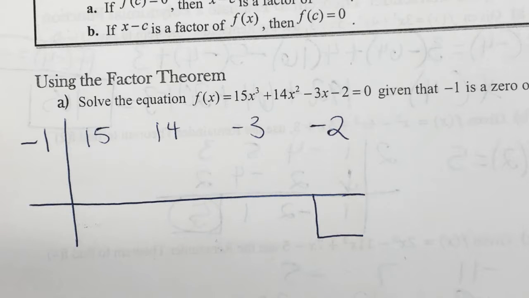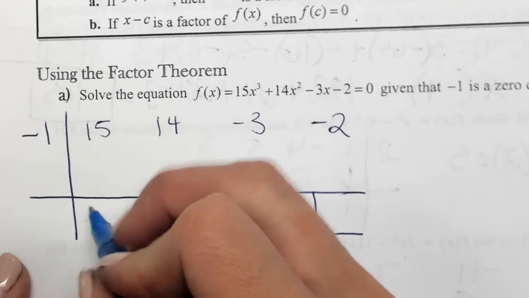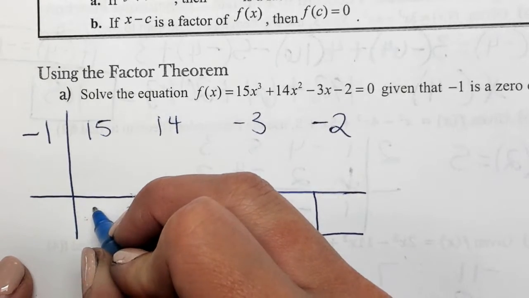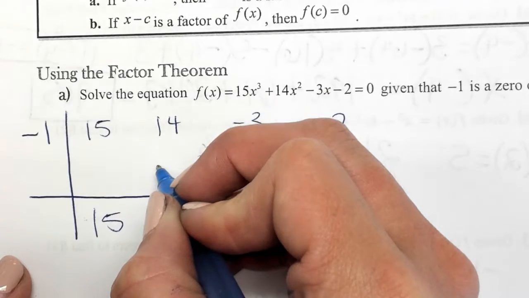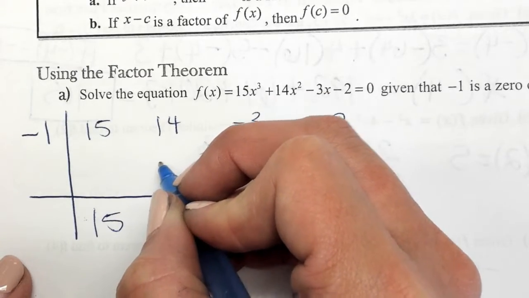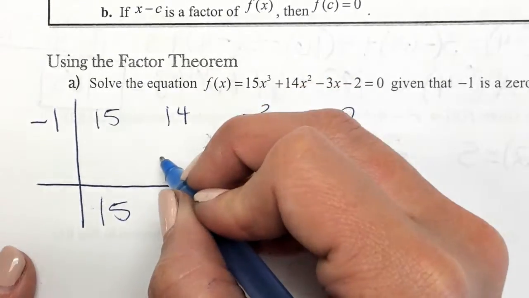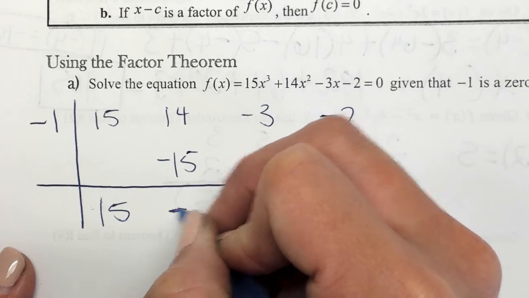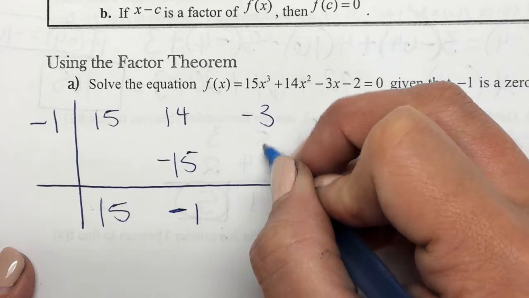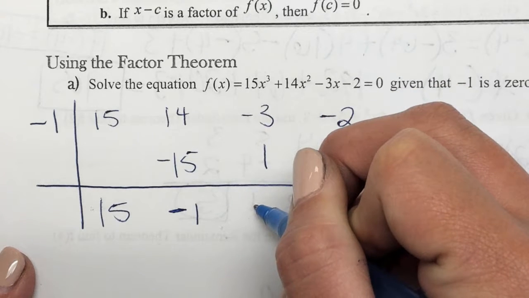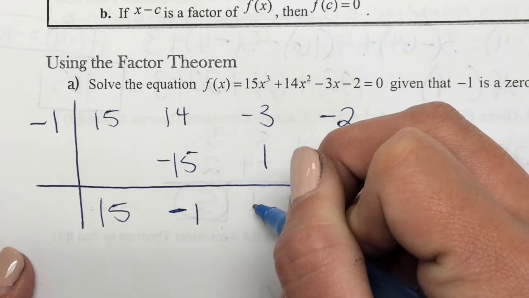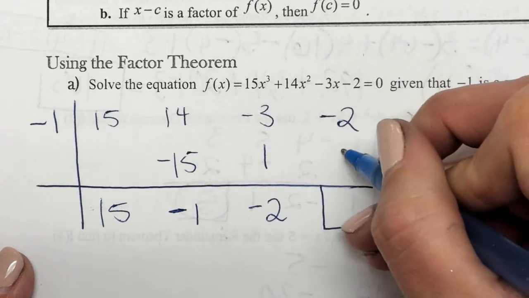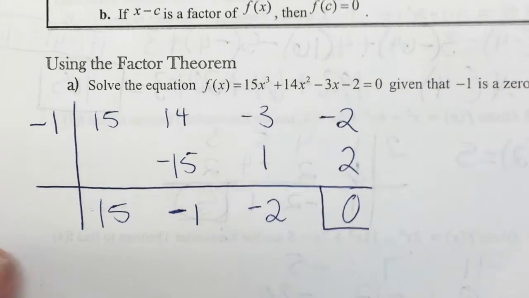Everybody done with that part? Yeah. Alright, Alyssa, what goes right here? 15? Logan, what goes right here? I'm sorry. Right here, in this spot, if I'm doing synthetic. Alright, Megan, what goes right here? -1. Amber, right here? 1. Justin, right here? Good. Jalen, right here? 2. And here should be 0.